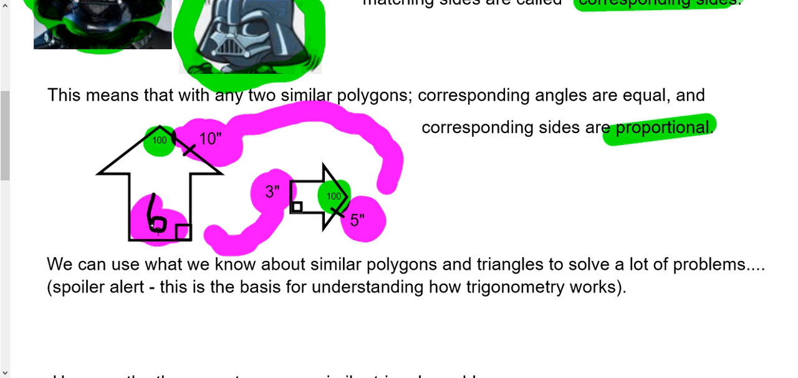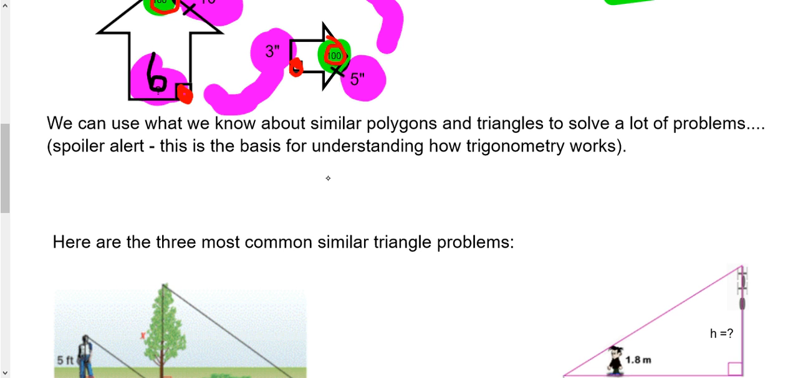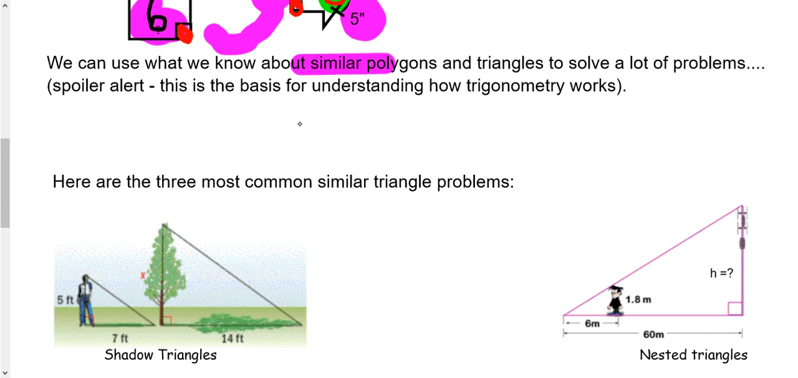And that's really good. Now, can just one angle be the same? No. What we want to do is we want to make sure that we have at least 2 corresponding angles being the same. All right? Good. So if they're similar, angles are the same, sides are proportional. So we can use that idea about similarity to get a lot of information from situations. Now, we also use it with triangles because that's, spoiler alert, really how trigonometry works. So this is like the baby steps for trigonometry.